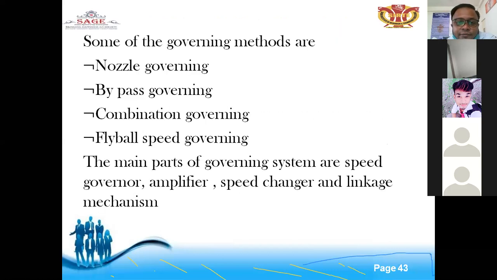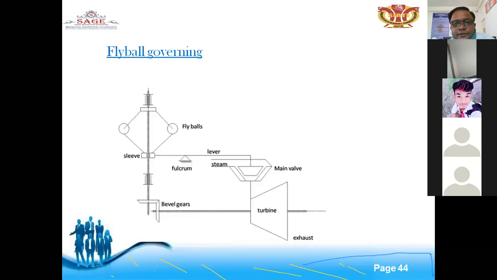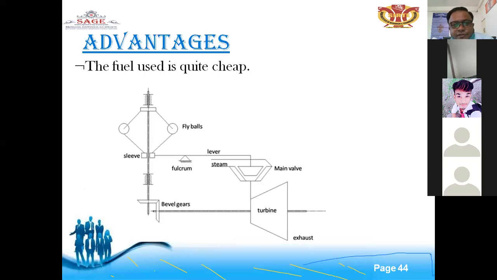These are the types of governing process: nozzle governing, bypass governing, combination governing, and flywheel speed governing. The main parts of the governing system are the speed governor, amplifier, speed changer, and the linkage mechanism. This is the flywheel governing diagram showing the flywheel, sleeve, lever, fulcrum, steam, main valve, turbine, variable gears, and exhaust.